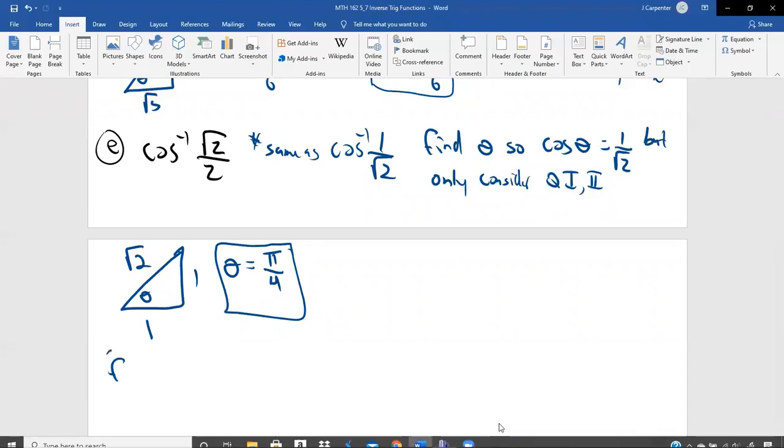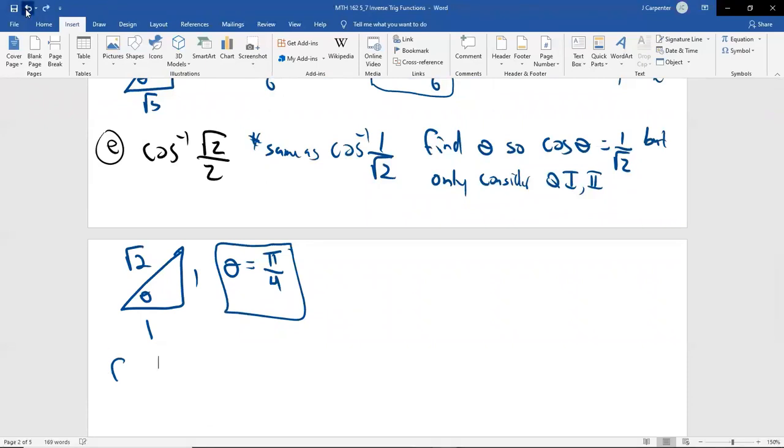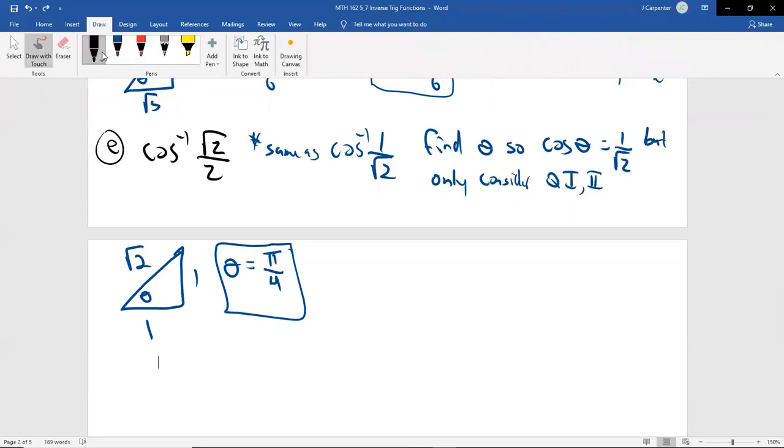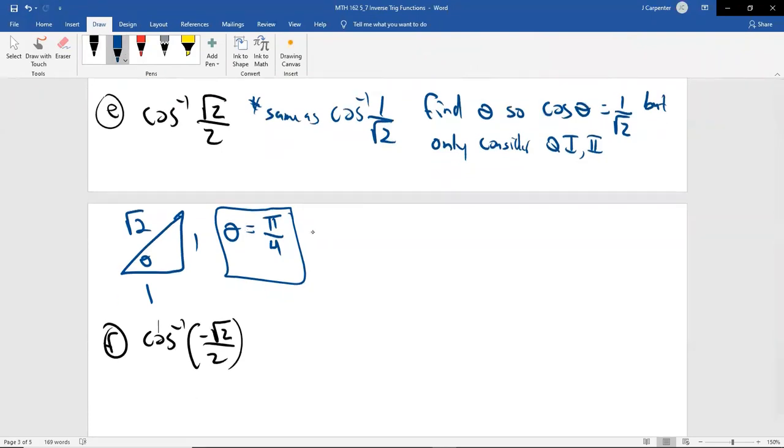Let's do one more. Switch back our color to black, though. Here we go. F. Inverse cosine of negative square root of 2 over 2. So we're trying to find an angle. Now this square root of 2 over 2, same thing as last time. I prefer to say this is the same as the inverse cosine of negative 1 over square root of 2, because that'll make it easier for me to associate the correct triangle with it.